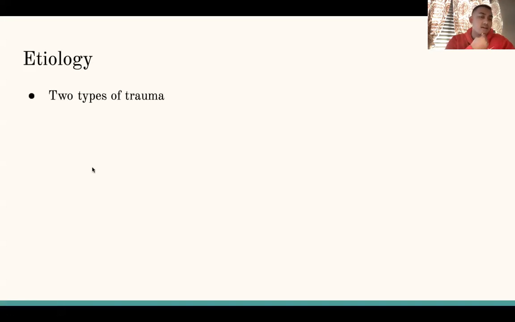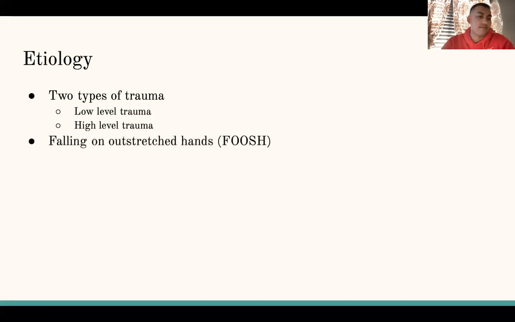For etiology of scaphoid fractures, there are 2 types of trauma to know about. The first one is low-level trauma. Examples of this are falling from standing height, from tripping or just falling. High-level trauma is the second type, and examples would be something more serious, such as a car accident. With scaphoid fractures, usually the most common way they're fractured is by low-level trauma, by falling on outstretched hands, also known as FOOSH.